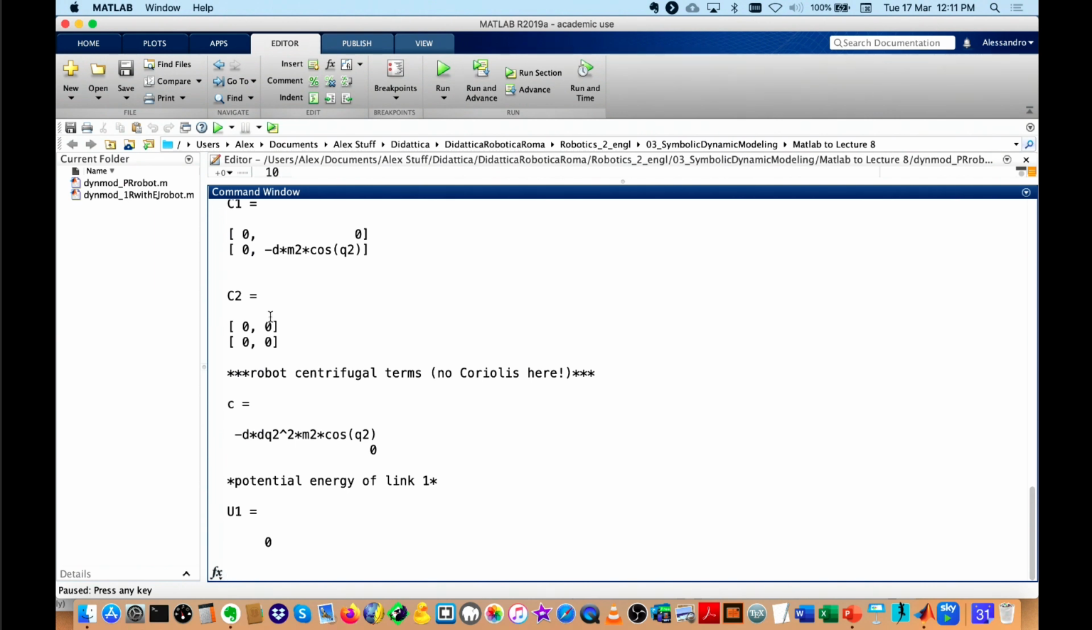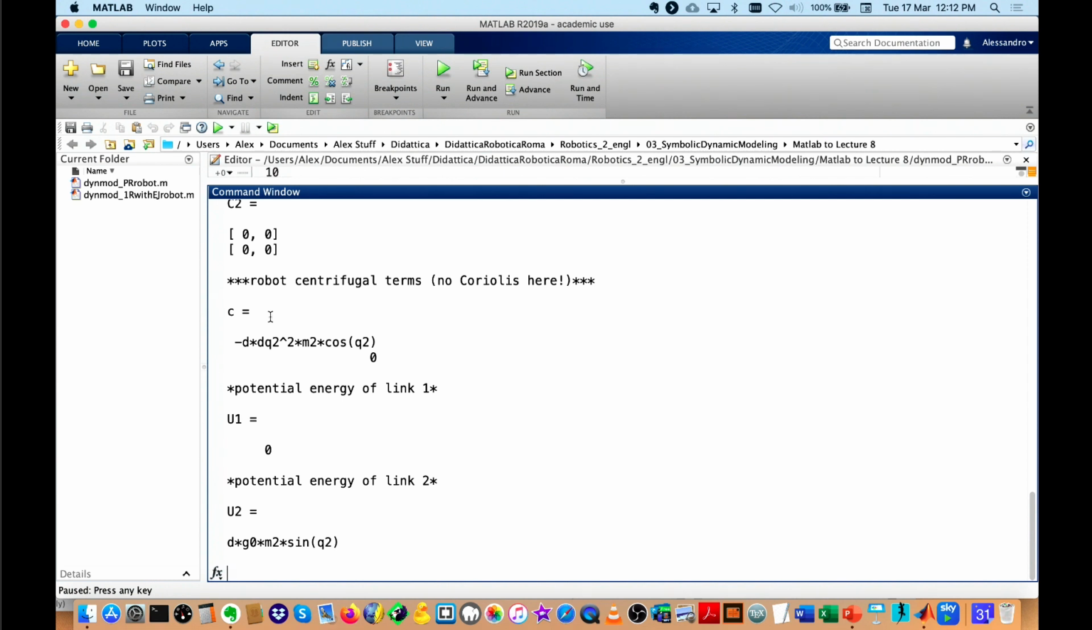Now, potential energy of link 1, we said it's constant. We can set this constant to 0. The potential energy of link 2 takes this expression. This is nothing else than the height of the center of mass with respect to the gravitational field. The higher the center of mass, the more potential energy the system has.